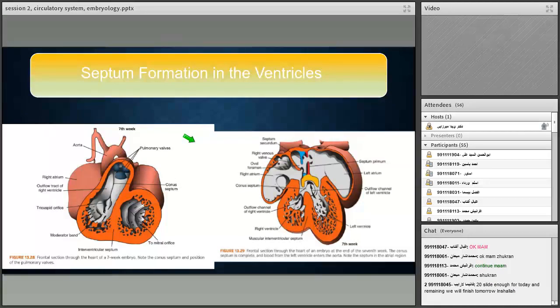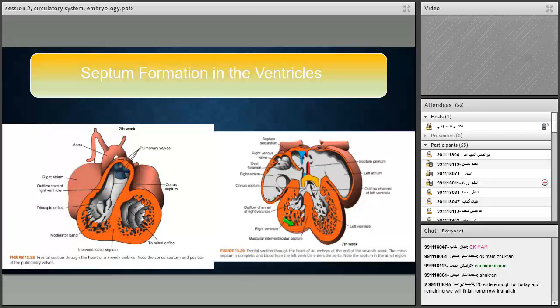Now we can see the septum formation in the ventricles. As you remember, we had just one chamber with the name of left ventricle and the proximal part of the bulbus cordis, which was the right ventricle.